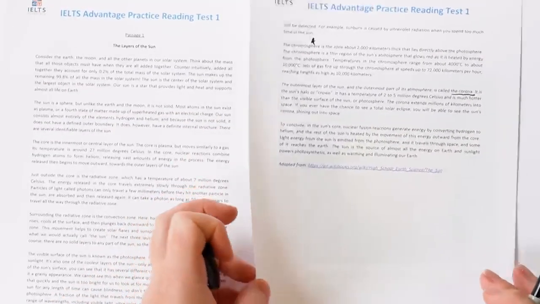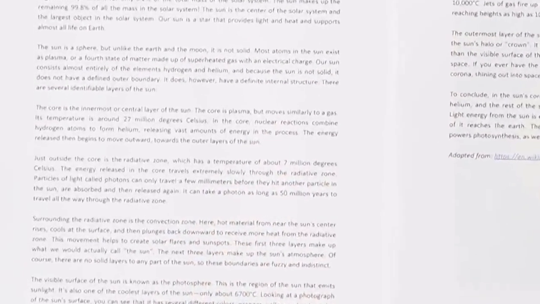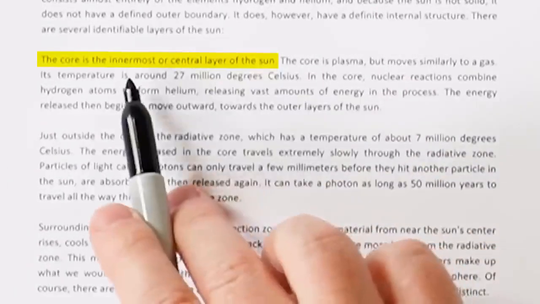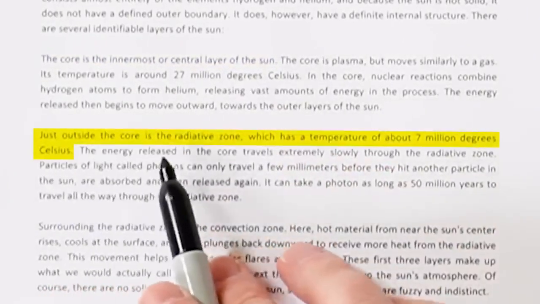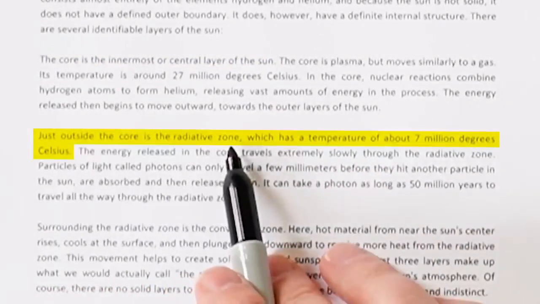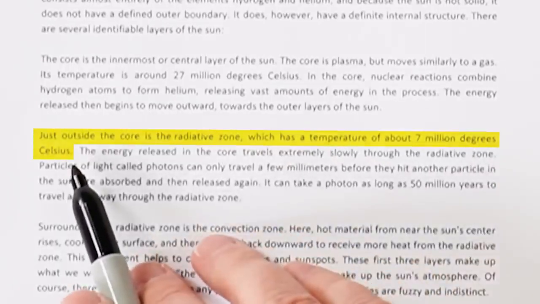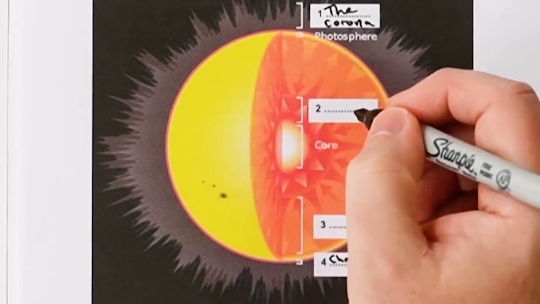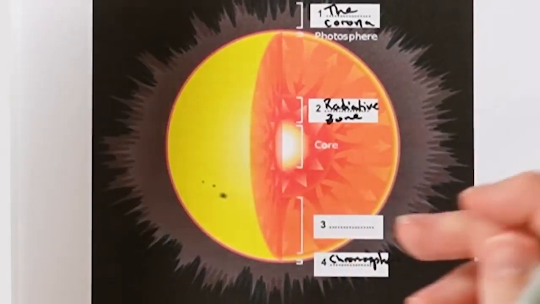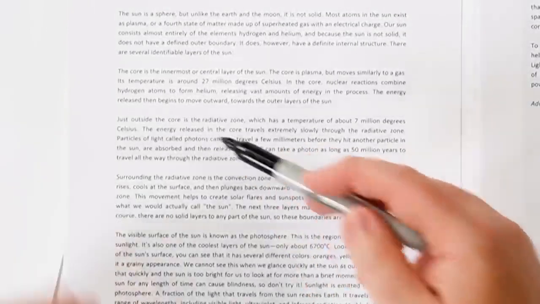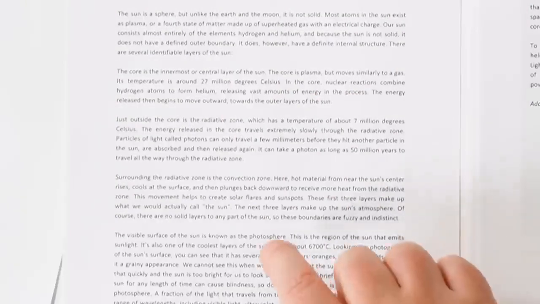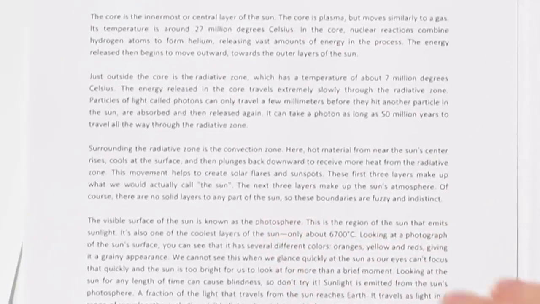Okay, number 2, what we're looking for is talking about the region or the part next to the core. So the core is the innermost area, so we're scanning. Okay, so it's not that part. Just outside the core is the radiative zone, which has a temperature of about 7 million degrees Celsius. So just outside the core, radiative zone. And that leaves us with number 3. So it seems to be going core, then a little bit further out, the radiative zone, and then a little bit further out, is it the photosphere? But let's double check that.